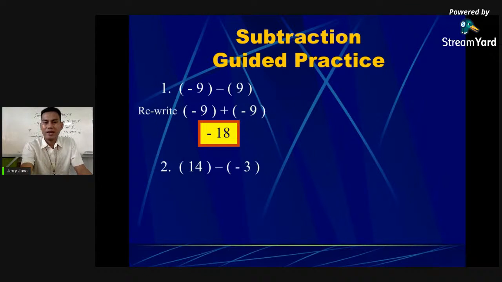Let's try. Again, change. I'm going to also solve it here. That's 14, or positive 14, that's the same. Minus negative 3. That would be, change the sign of the second number. The second number is negative 3. What's the sign? That's negative. Change it. Then proceed to addition. So what you're going to do now is 14 plus 3, that is 17. Then what's the sign? This is positive, also positive. So that's 17 or positive 17.